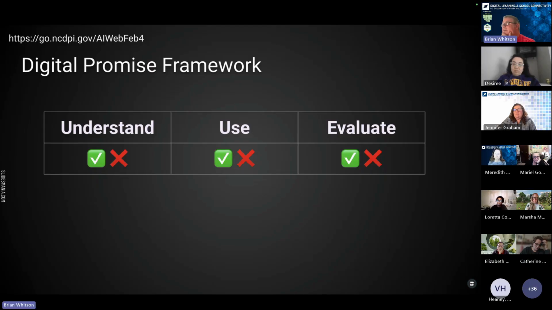Yeah, I like Kim saying understand because it requires you to think about AI, how it works, and where it gets its information. Loretta says it's a combination of understand and evaluate. Aaron said understand. Good. So we're beginning to see how this sort of all works together.